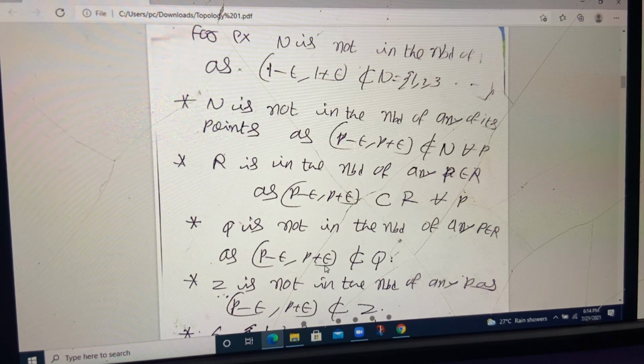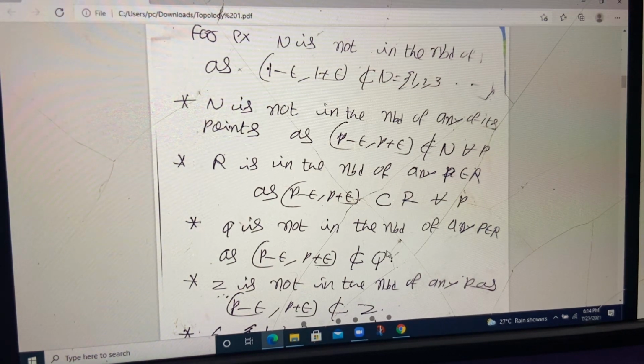Because this contains irrationals also, rationals, irrationals. But irrationals are present here which are not there in this. So we cannot say it is contained. Hence we say Q is not in the neighborhood of any of its points, and we say no point of Q is an interior point.